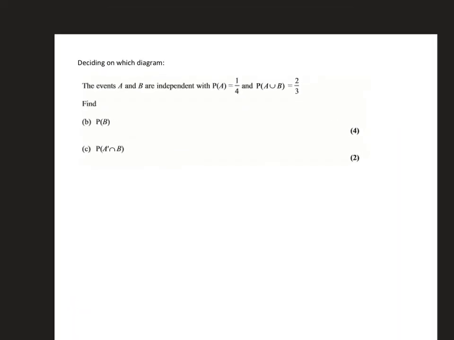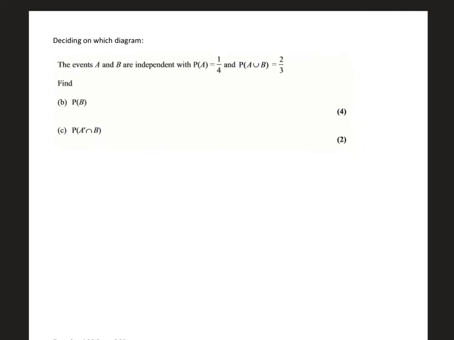Okay, let's look at an exam question. The events A and B are independent, and I know that the probability of A is 1/4, and the probability of A or B is 2/3. It says find the probability of B, and find the probability of not A and B.